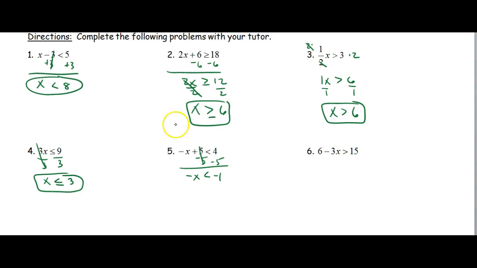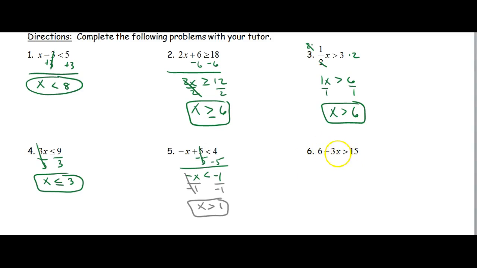And now I have to get rid of this negative. How do I do that? I divide by negative 1. But when I solve and I undo multiplication of a negative number and dividing both sides by a negative, I go ahead and I flip the inequality sign. And x is greater than 1.